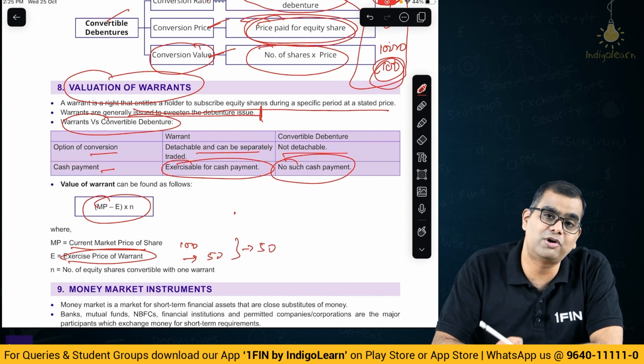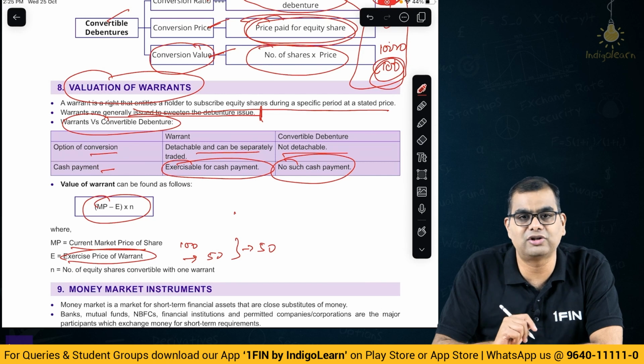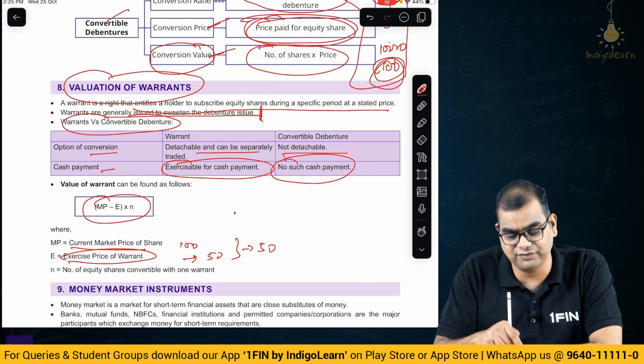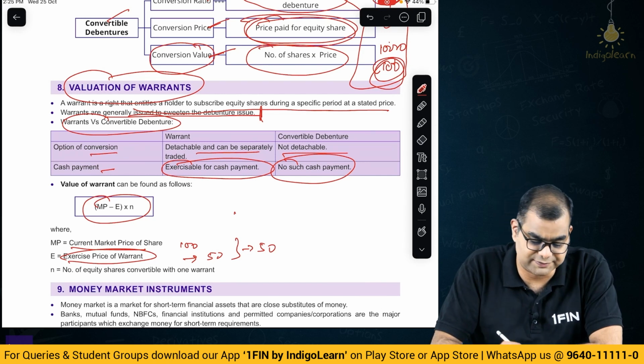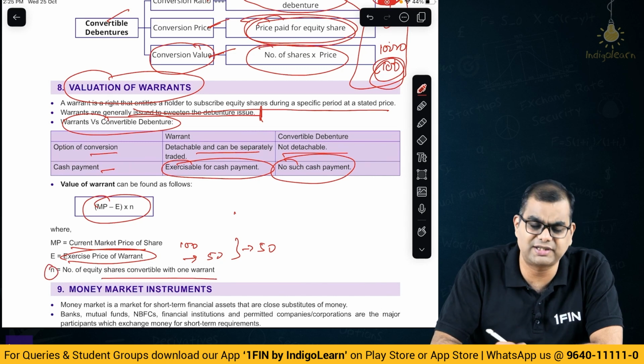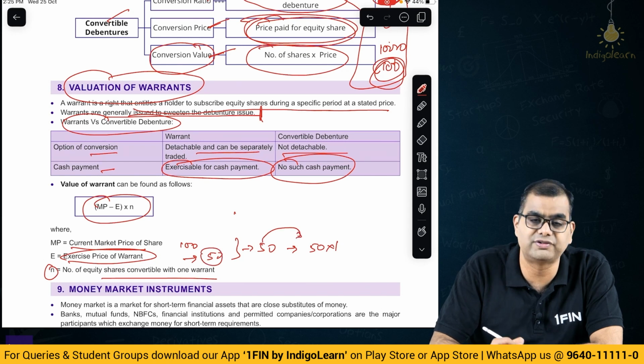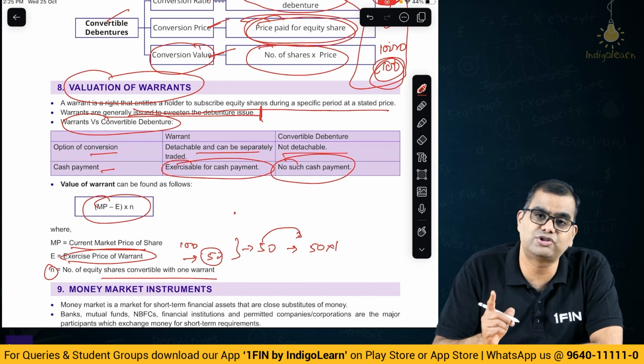Why are you making this profit? Because you entered into a deal where you basically lent money to the company in the form of a debenture. That debenture came with an option or a warrant like this. And what is N? N is the number of equity shares convertible with one warrant. Let's say each warrant gives you one equity share. Then the value that you get, which is value of a warrant, is 50 into 1. And what is this 50? This is 100 minus original 50, which is the price at which you can subscribe the share.